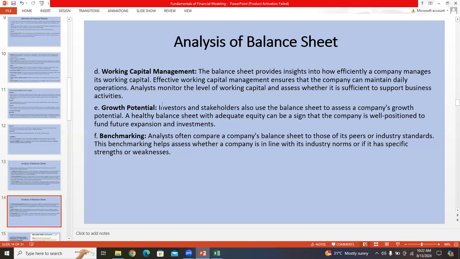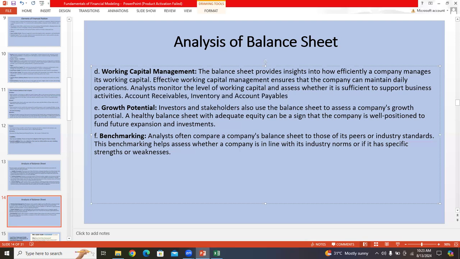If I type here for you, I have my accounts receivable, I have inventory, and then I have accounts payable. This represents my working capital management.